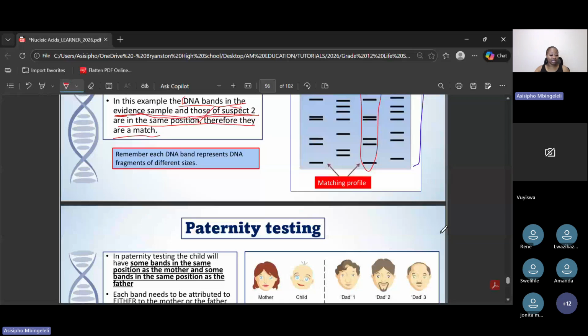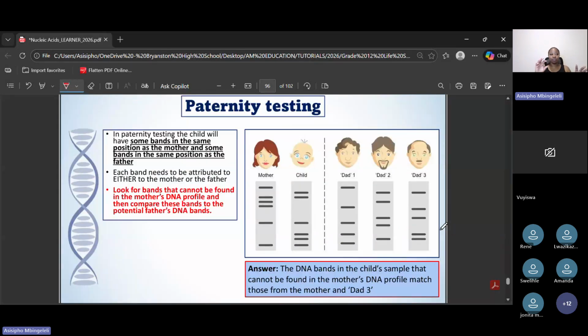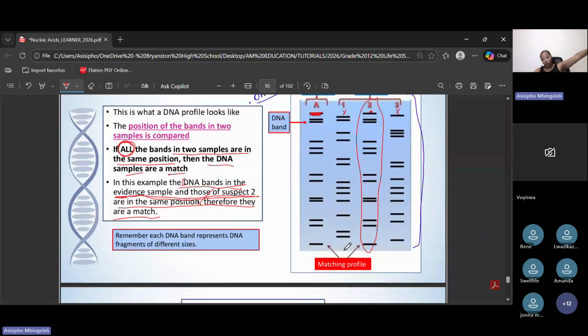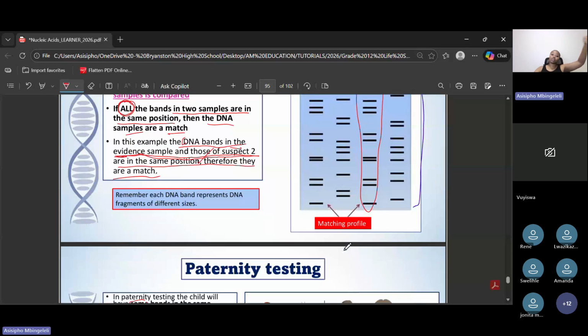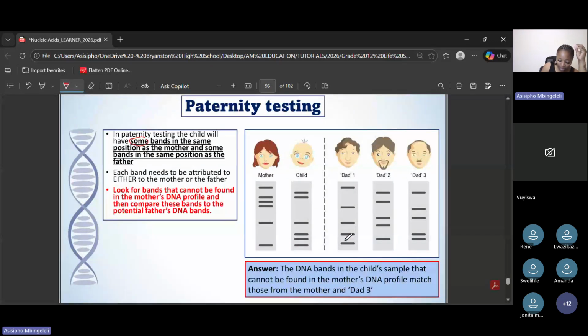So there are normally 2 examples, right? One will be for the crime and the suspects, and the other is normally for paternity. Let's look at this. Now, in paternity testing, the child will have some bands in the same position as the mother. Check the words that we have. Remember, in the crime scene business, we said all the bands. With paternity, some of the bands will need to be in the same position as the mother, and some of the bands will need to be in the same position as the father.